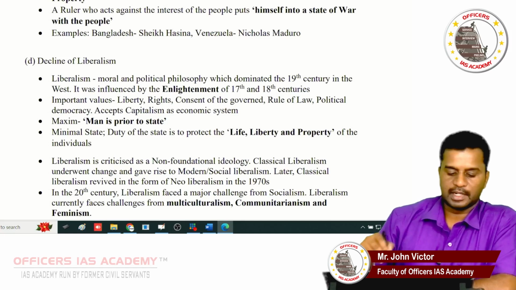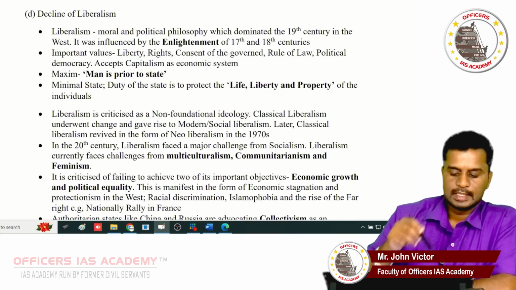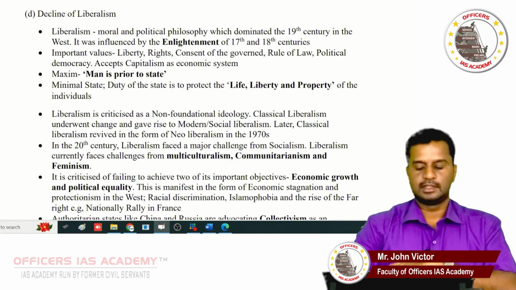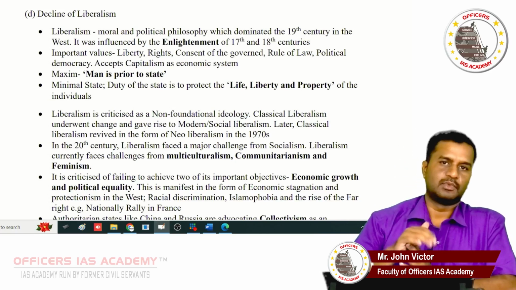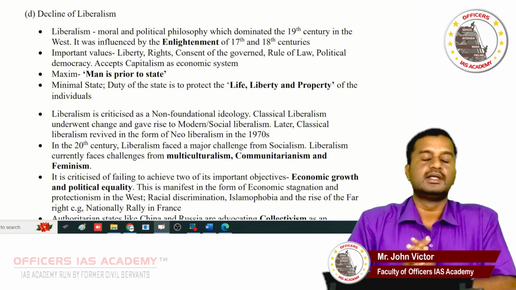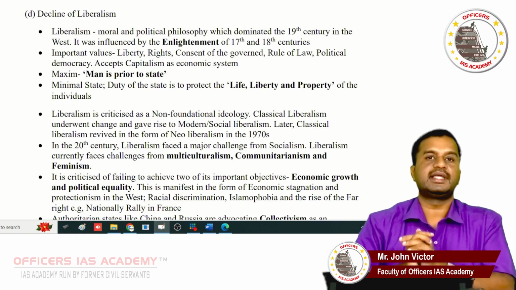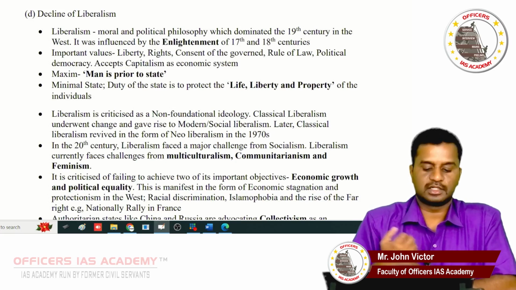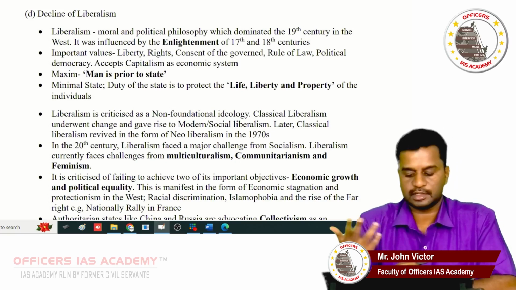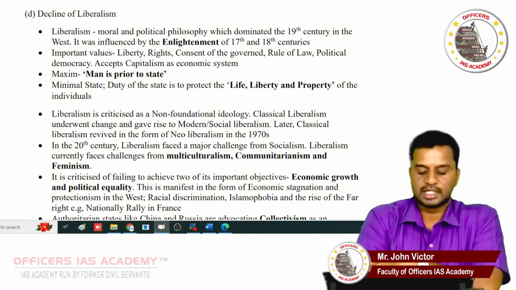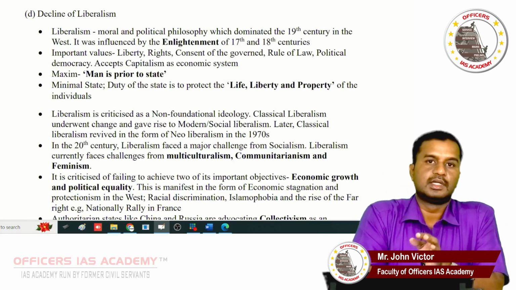Next question, decline of liberalism. You have to write about the important tenets of liberalism. Once again, as seen in the earlier question, state is prior to man, influenced by enlightenment, influenced by natural rights theory and social contract theory. Scholars: Hobbes, Locke, Rousseau, etc. The duty of the state is to protect the life, liberty, and personal property of individuals.